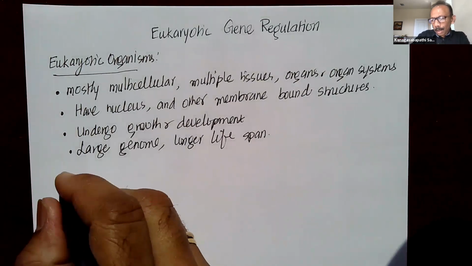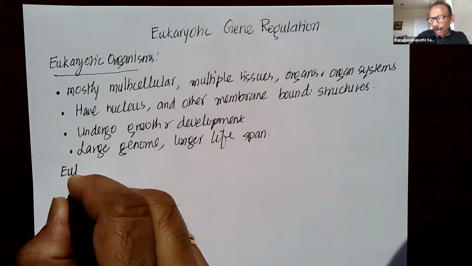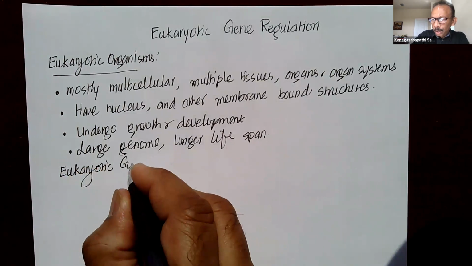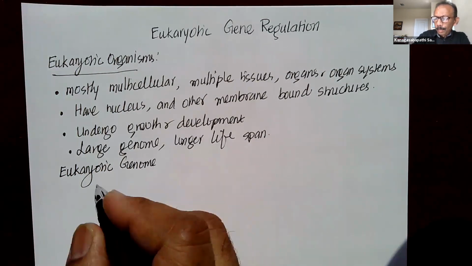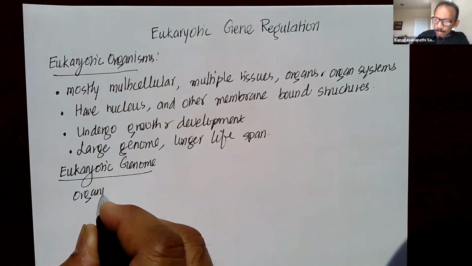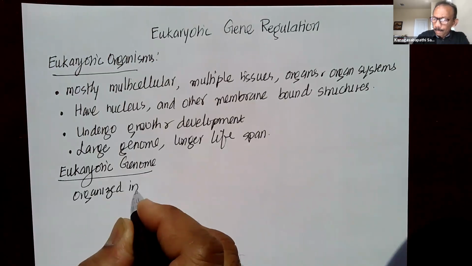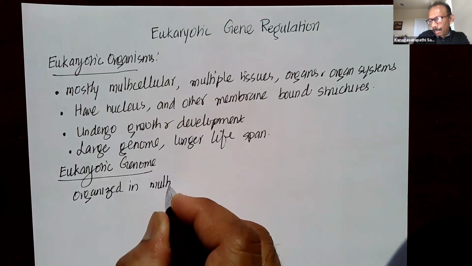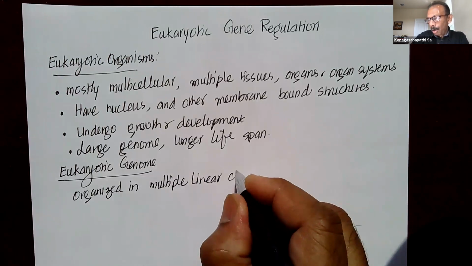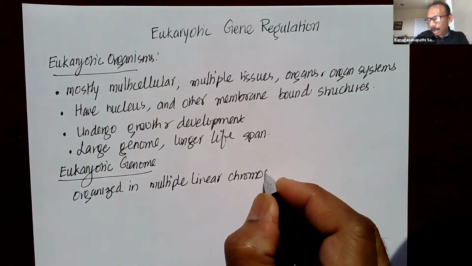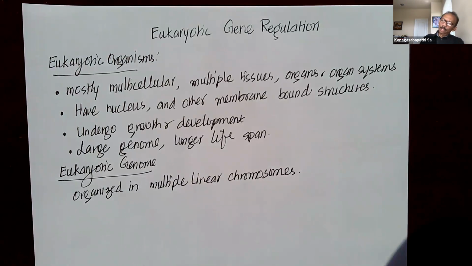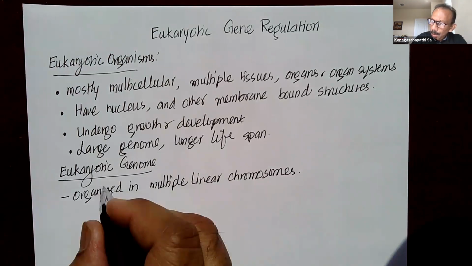Okay. So the next thing, like we saw in prokaryotes, you need to understand the eukaryotic genome is organized in multiple linear chromosomes. So this is not a single circular chromosome, and that has to be managed.